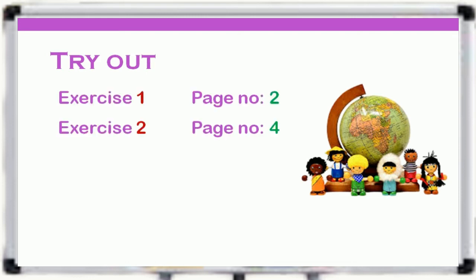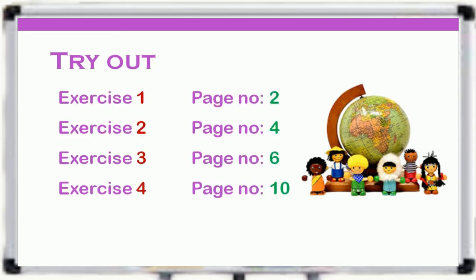So here we learned 4 basic operations, that means additions, subtractions, multiplications and divisions in integers. Now try out exercise 1, page number 2, exercise 2, that is on page number 4, exercise 3, that is on page number 6, exercise 4, that is on page number 10 of your textbook.